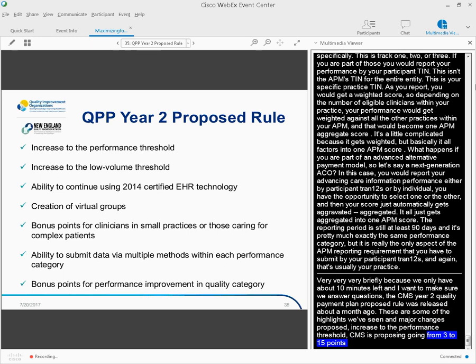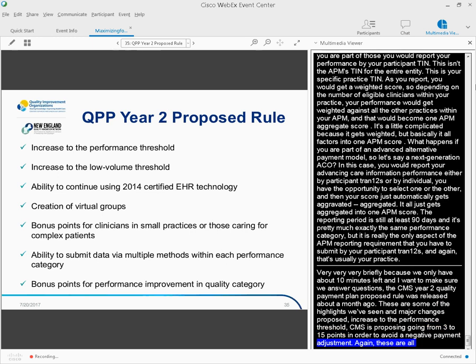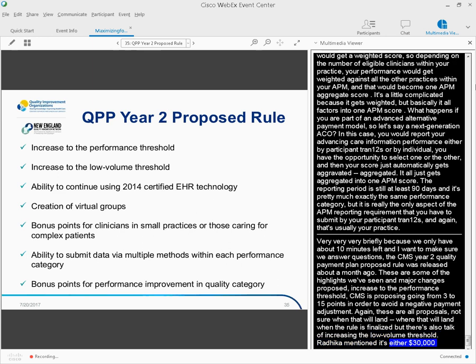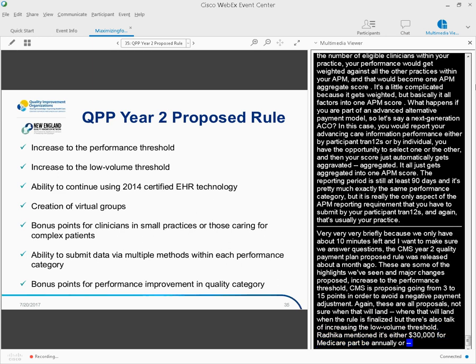There's also talk of increasing the low volume threshold. Veronica mentioned the low volume threshold is either $30,000 in Medicare Part B claims annually and 100 Medicare beneficiaries cared for annually. With the proposed rule, that could jump to $90,000 in Medicare Part B claims and 200 Medicare beneficiaries annually.